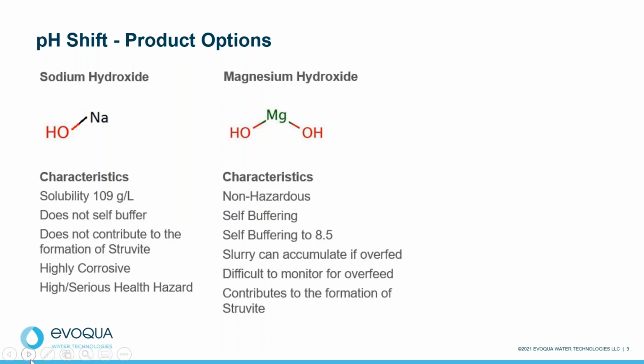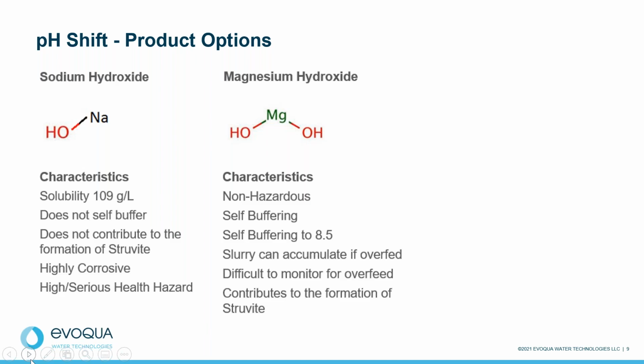A more common option we see is magnesium hydroxide, which is a non-hazardous product and is self-buffering, meaning no matter how much more magnesium hydroxide you add, the pH theoretically would not get much higher than 8.5, which is good in that you can't raise the pH up too high, but also it makes it difficult to control and monitor for an overfeed situation. Overfeeding can contribute to some accumulation of solids in the wet well or the line itself.